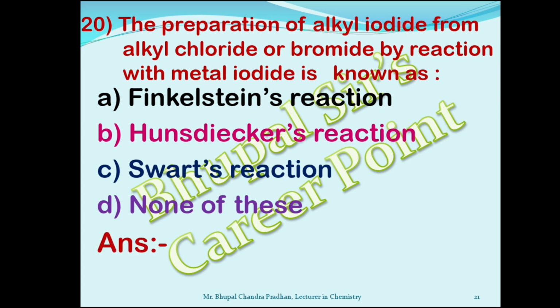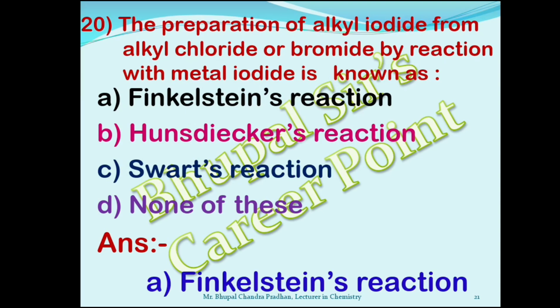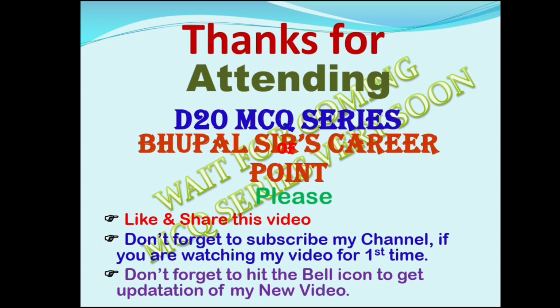Alkyl iodide is prepared by the exchange of alkyl chloride or bromide by reaction with metal iodide. This is a halogen exchange reaction and belongs to Finkelstein's reaction. So option A is the correct answer. Thanks for the students who gave the answer option A.